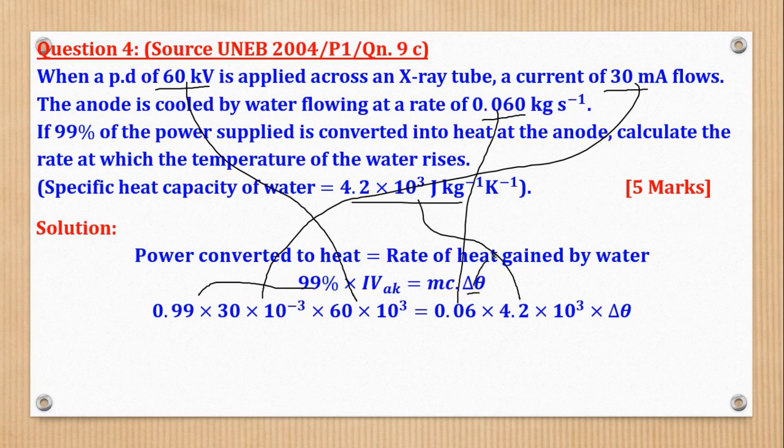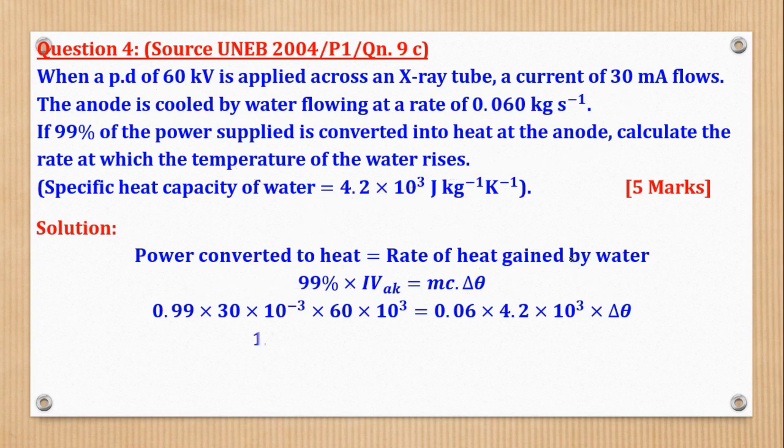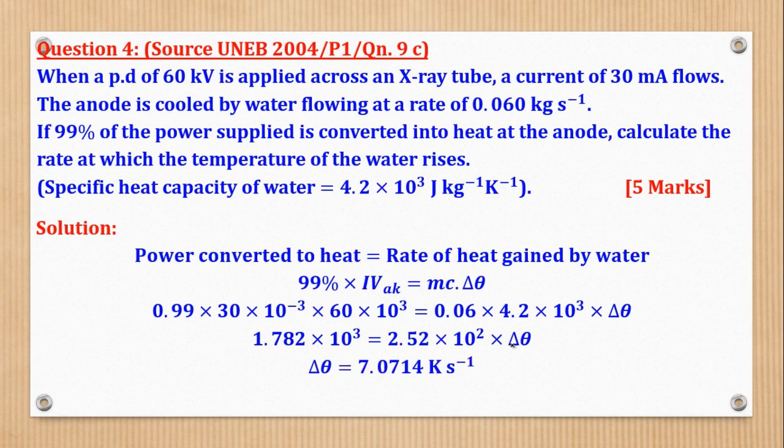So we only have this change in temperature as the only unknown. So I'll simplify. Left hand side is this, right hand side is that. Then make change in temperature the subject. And that will be the answer they wanted, because they wanted the rate at which temperature rises. So here it is okay to put Kelvin per second or degrees Celsius per second.